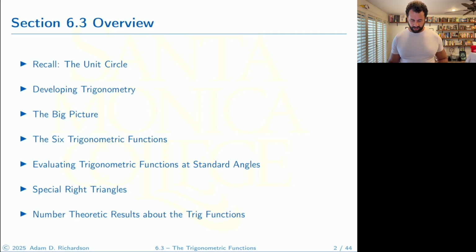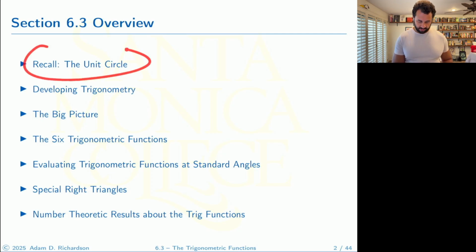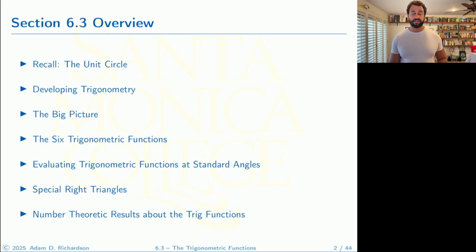So here's the overview. We're going to recall the unit circle, which we talked about back in 6.1 and also earlier in the course. Then we're going to develop trigonometry. It all boils down to this unit circle picture. Then we're going to get what I like to call the big picture. This picture is the thing that you're going to fall back on anytime you want to think about trigonometry or evaluate a trigonometric function. It's going to go back to this big picture. Then we're going to define all six of the trigonometric functions. And then we're going to spend a significant amount of time evaluating the trigonometric functions at those standard angles.